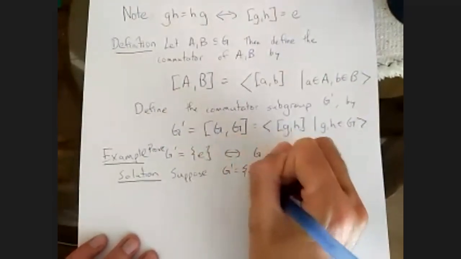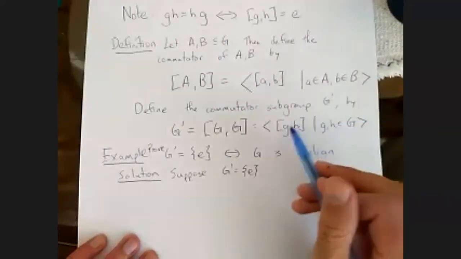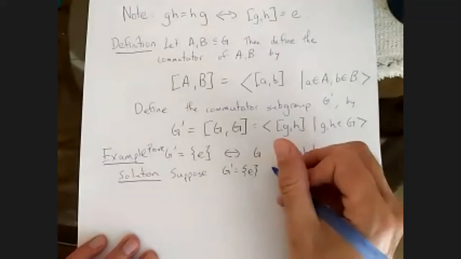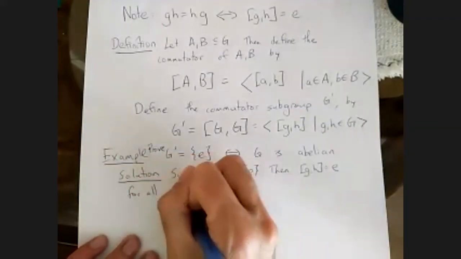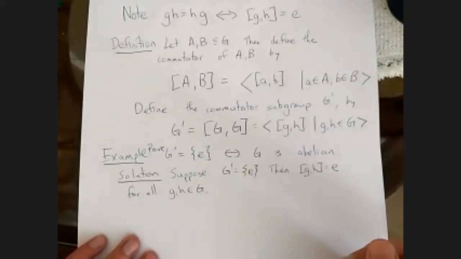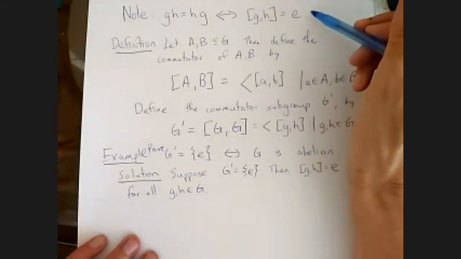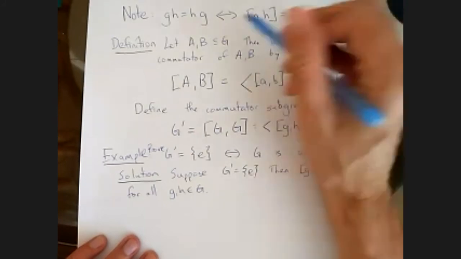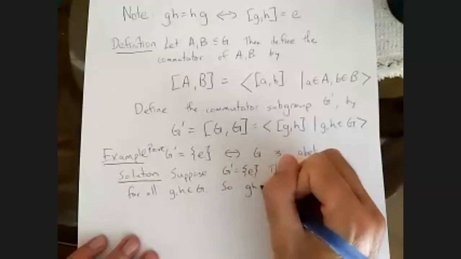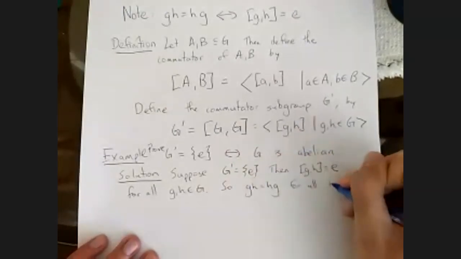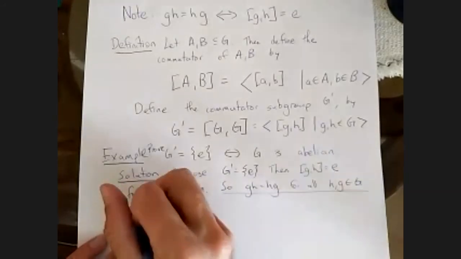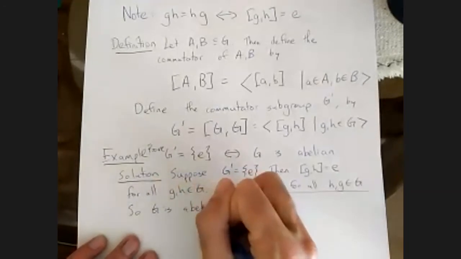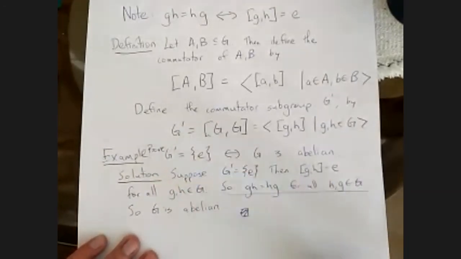Solution. Suppose G prime is trivial. Well, all that means is that whenever you take a commutator of two things, you get E. Okay. But we saw above here that if the commutator is trivial for G and H, that means GH equals HG. So that means that GH equals HG for all H and G in G, and this is the definition of what it means for a group to be abelian. So G is abelian. The end.